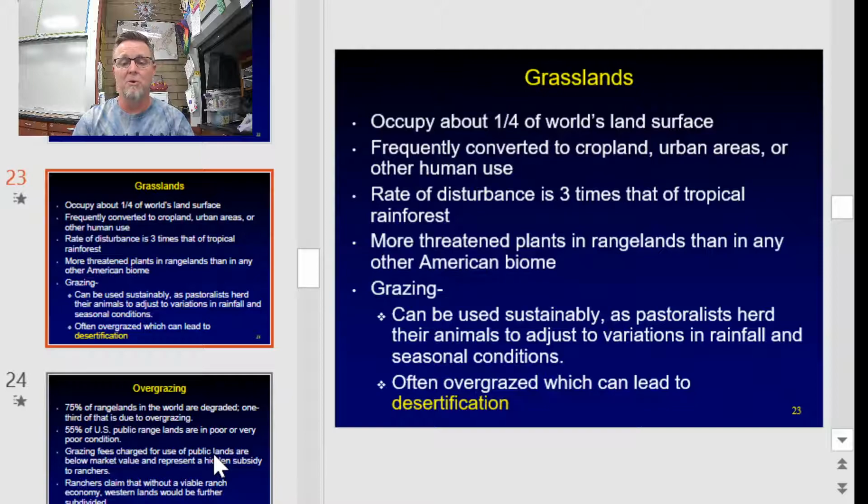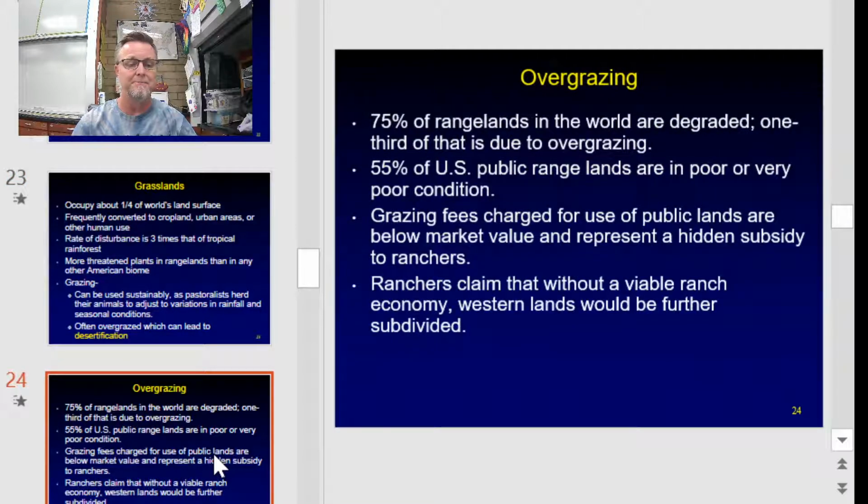So if there's a whole lot of grass at their feet, they're just going to eat the grass all the way down to the soil until there's nothing left. Cows just eat and eat and eat. They're like a conveyor belt for grass. It just keeps going in one end and out the other. So as a result of raising cattle on the grasslands, we often see overgrazing, which leads to desertification. 75% of the rangelands in the world are degraded due to overgrazing.